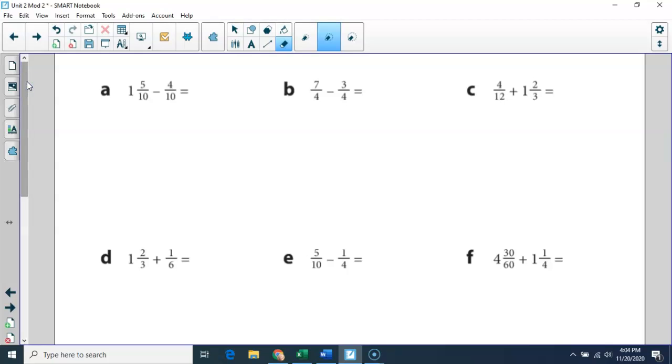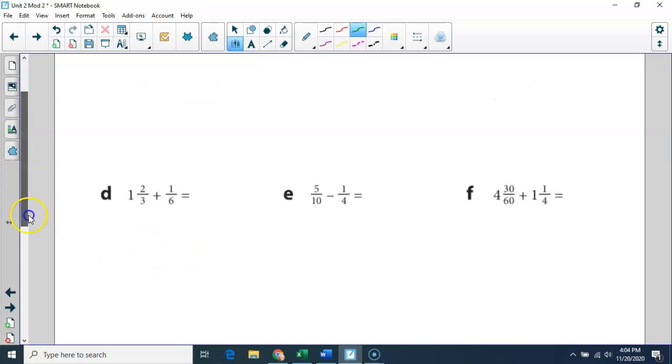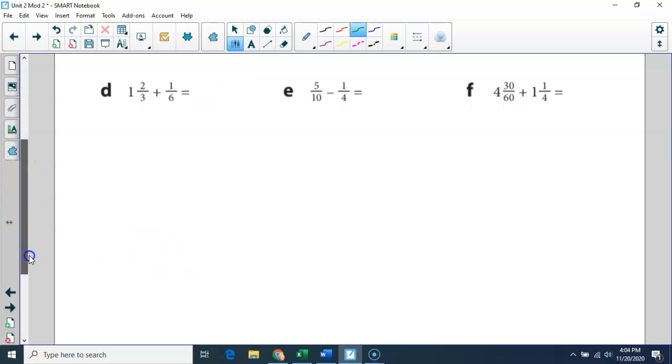have already done this. Last week I told you to do A through F, but we did A, B, and C all together. So today I would like to go over D, E, and F with you so that you're able to check your work. Okay, so let's start with D.